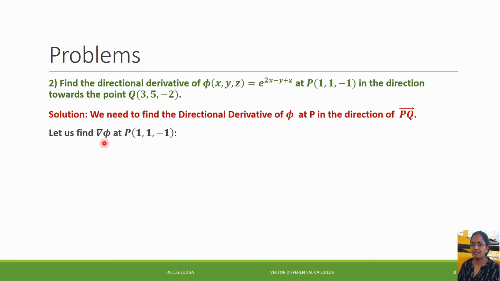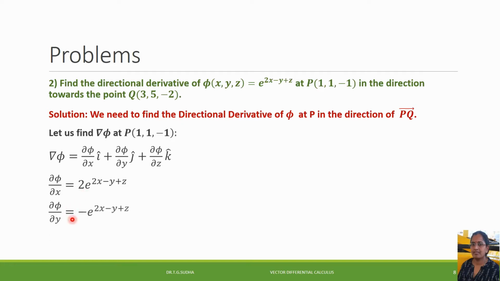So let us find del phi at P first. So del phi is given by dou phi by dou x into i plus dou phi by dou y into j plus dou phi by dou z into k. So dou phi by dou x, that is the partial derivative of phi with respect to x. We know that the exponential function remains the same on differentiation. So e to the power of 2x minus y plus z, you retain that as it is. But we need to differentiate 2x minus y plus z with respect to x. So we get 2 plus 0 plus 0. So it gives us 2. So 2 into e to the power of 2x minus y plus z.